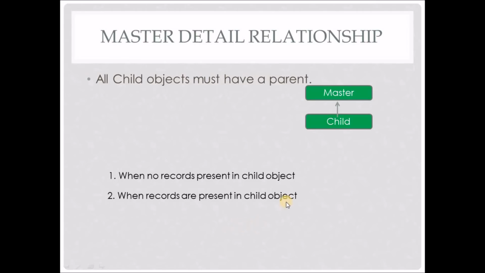Now, we know that a master detail relationship requires all the children records to have a parent. But what if a child object has records and it has no master detail relationship? In that case, we'll go for the second process of making a master detail relationship, which is when there are records present in a child object. So in that case, we first create a lookup. We populate all the child records with a parent, and then we edit the lookup and convert it to a master detail relationship. So let's go see how to do that.